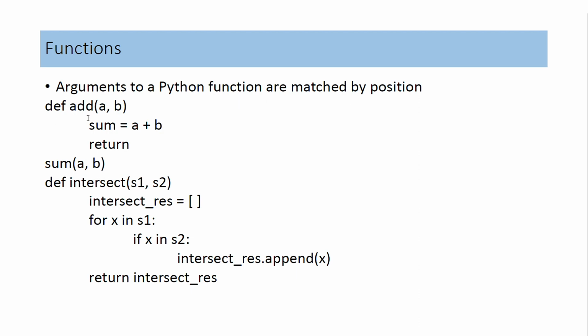You define add(A, B). So the sum is A plus B. You return sum. You define intersection(S1, S2). The intersection underscore res is equal to open and close bracket. For x in S1, if x is in S2, then intersection underscore res dot append. Then you return the intersection res again.